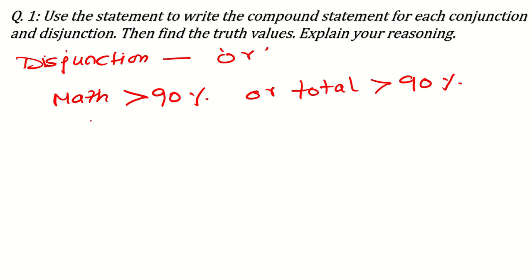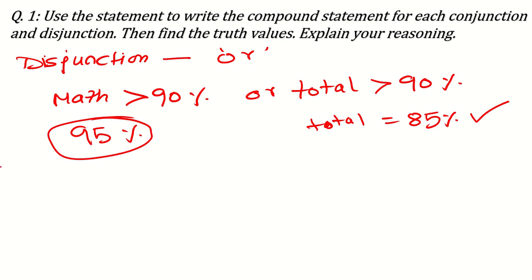See, for example, if you get 95% in mathematics, okay, but your aggregate, your total percent is only by chance 85%. Will you get the admission in UAE University? Yes, you will get. Why? Because you are satisfying this condition. And here disjunction is used, meaning or, and or means if somebody is going with 95% in math and 95% total also, of course he will get the admission as well.